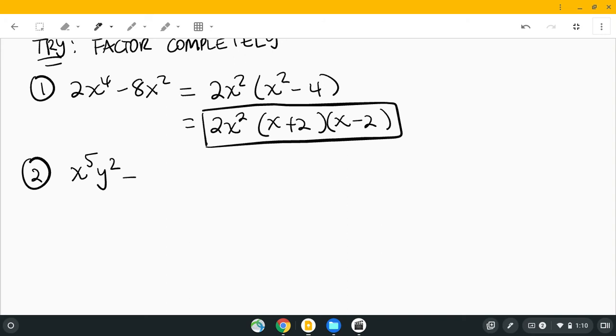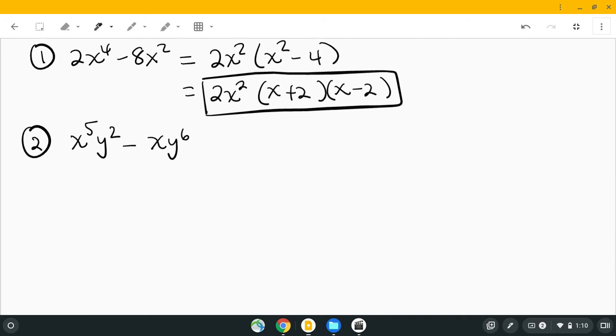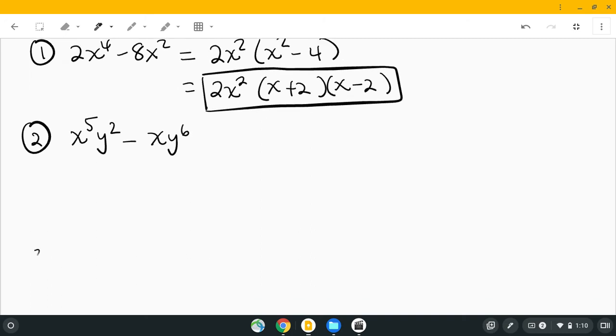x to the fifth y squared minus xy to the sixth. And try this one as well. This one, throwing in some fractions. That's right, fractions. That F word. Okay, give this one a try. I'm sure some will struggle, but give it a try. Okay, hit the pause button.